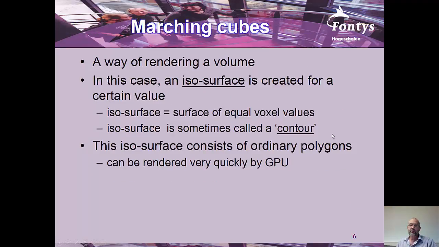So that's what marching cubes do. That algorithm creates an isosurface, also often called a contour. And when you want to use the marching cubes algorithm, you also always have to specify a value. You say, I want to see the surface, the isosurface of all the voxels that have a certain value, like 100 or 50 or 200. It depends, but you always have to specify that value. And then that isosurface will be converted into polygons, which can be shown on the GPU.